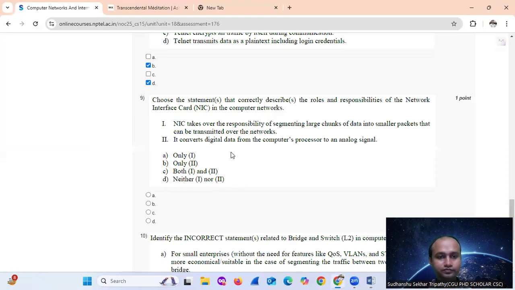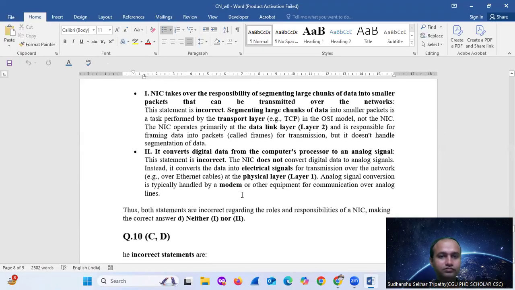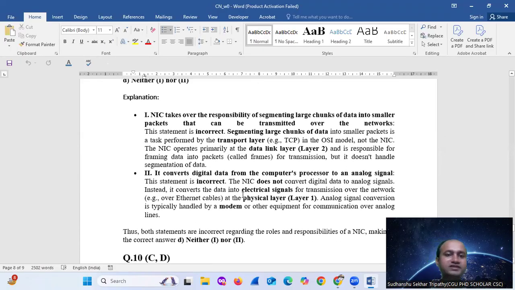तो यहाँ पे हो जाएगा ऑप्शन नंबर डी, नाइदर वन और टू. कोई सा भी नहीं होगा. क्यों नहीं होगा? देखो, NIC takes over the responsibility of segmenting large chunks of data into smaller packets that can be transmitted over the networks. So this statement is completely wrong.